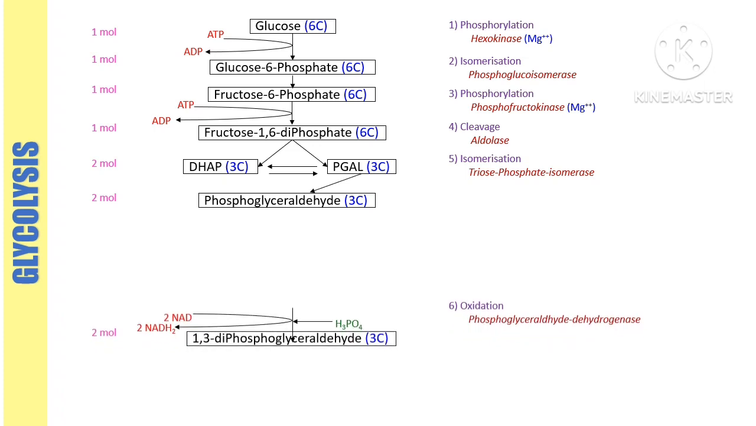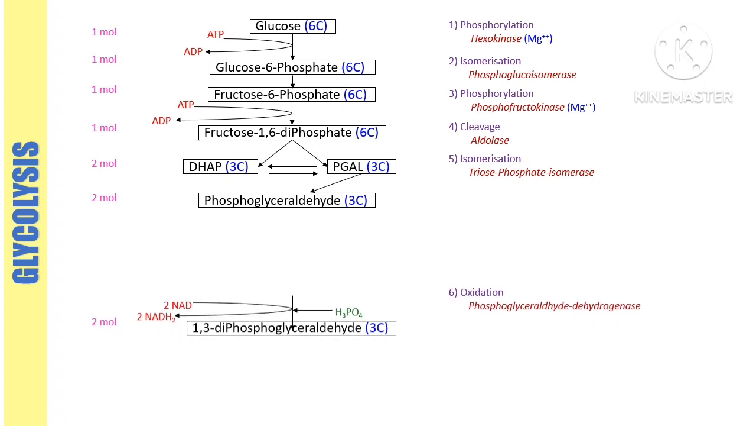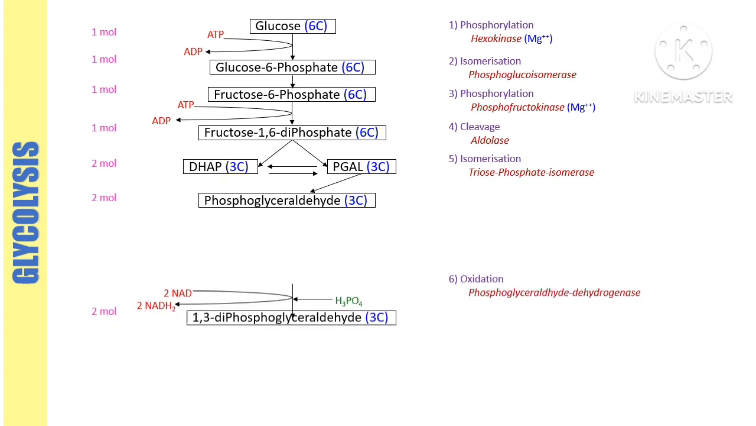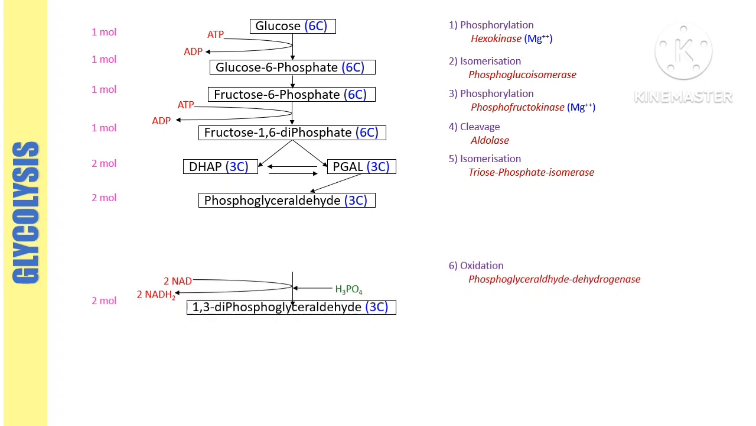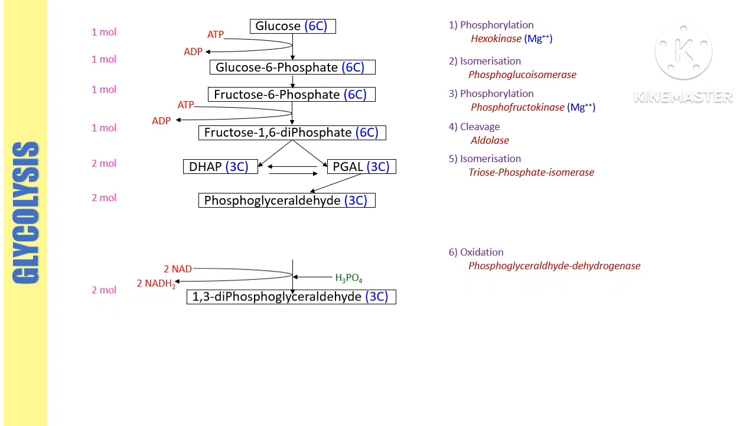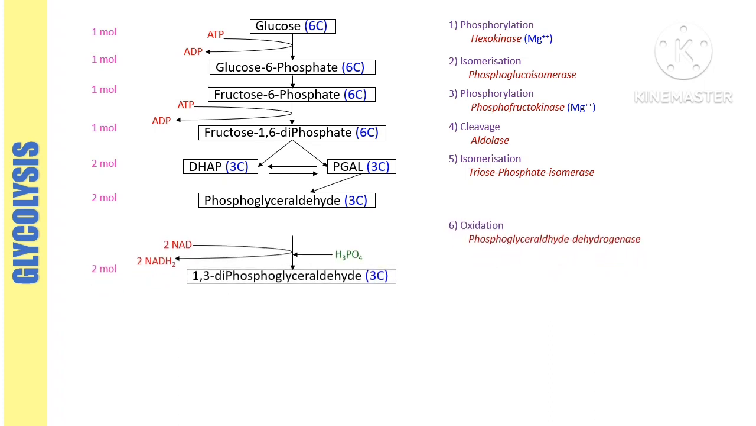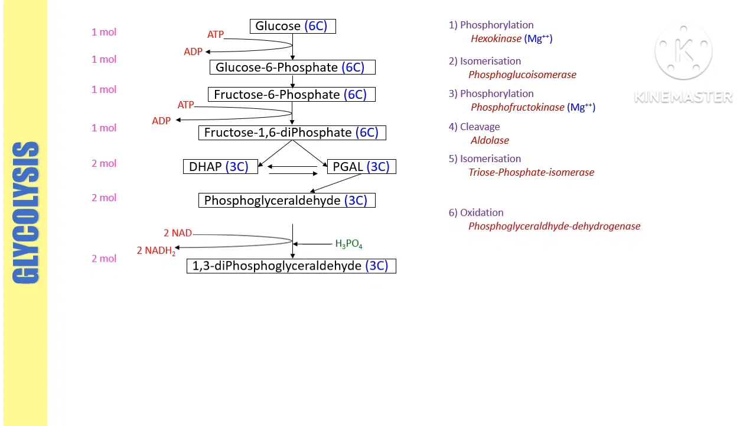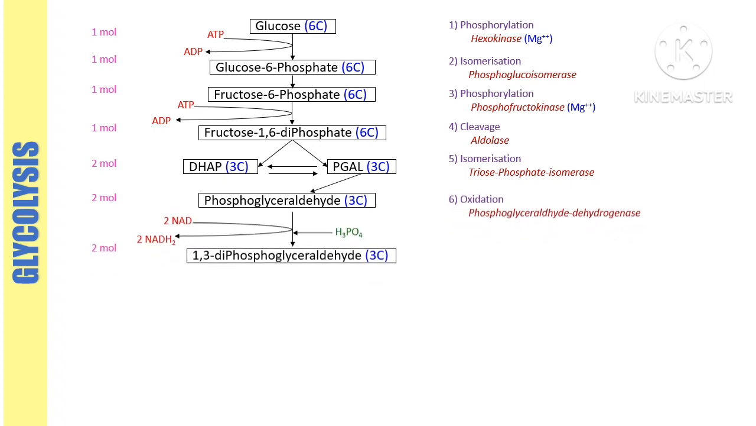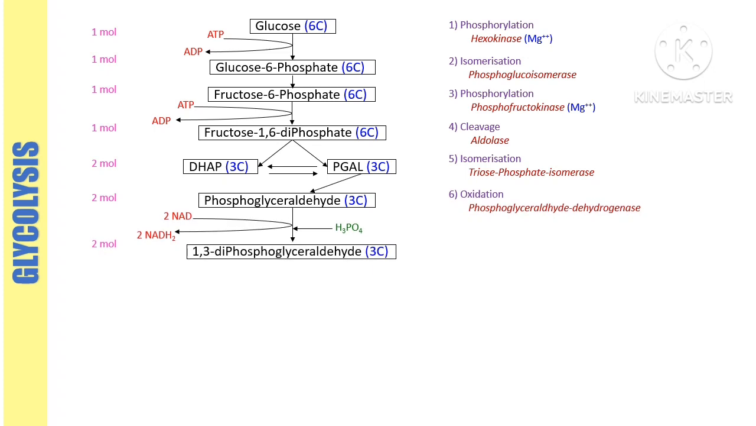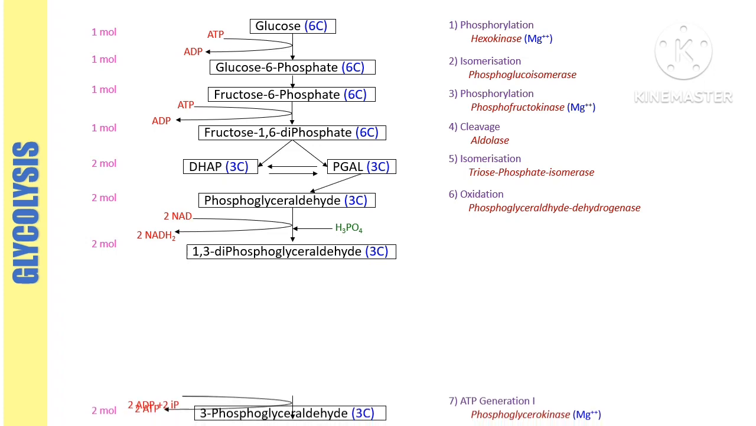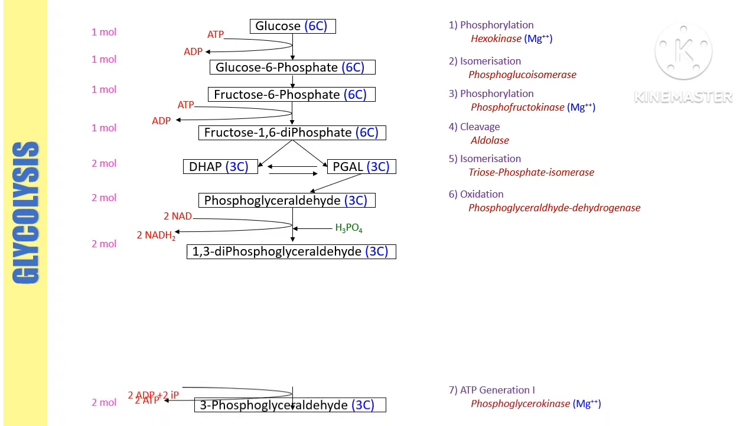This reaction is catalyzed by phosphoglyceraldehyde dehydrogenase. After that, from 1,3-diphosphoglyceraldehyde, one phosphate is removed and we get an ATP molecule from ADP. In this reaction, after the oxidation, the first ATP generation is carried out. This first ATP generation takes place here, and we get 3 phosphoglyceraldehyde molecule. ATP generation is catalyzed by phosphoglycerokinase in magnesium ions.